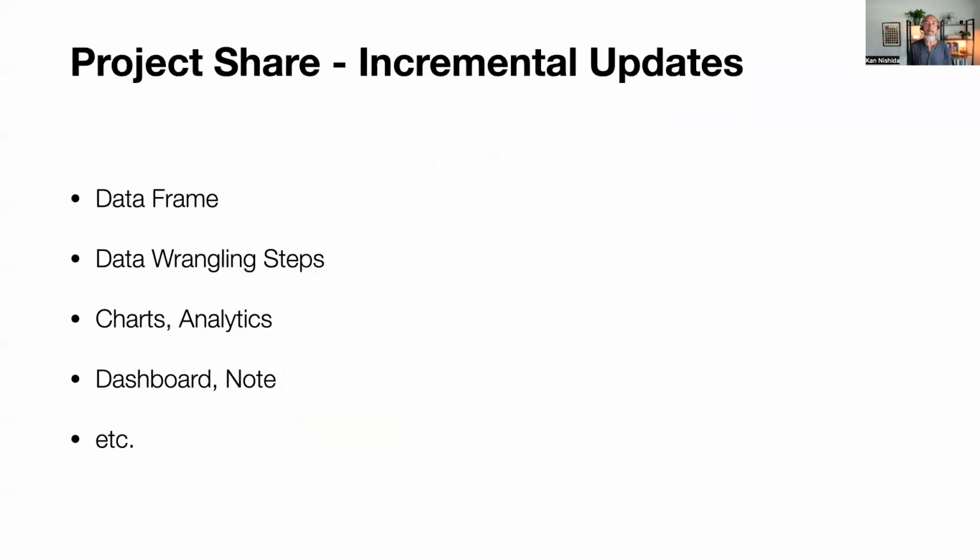Okay. And then what types of incremental updates are supported? Well, basically pretty much everything. Let's say you added a new data frame, or you deleted a data frame, or you modified it, or the data wrangling steps, which you see on the right-hand side. You added an extra step, deleted it, and so on. And then the charts, analytics, dashboards, and notes, same thing: you add, delete, edit, etc. So these incremental updates are really to improve the performance.